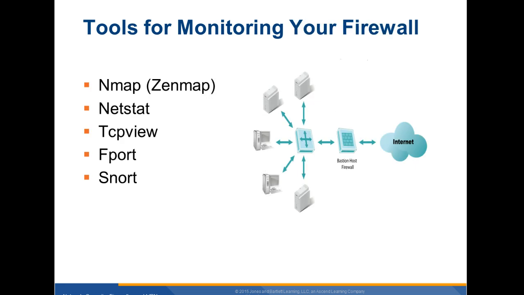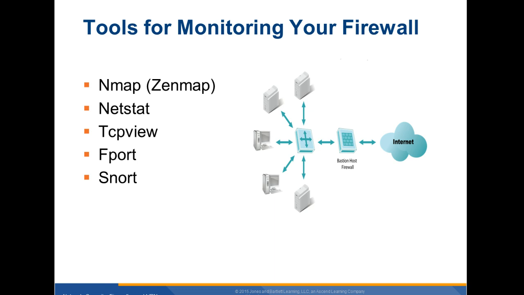Some tools for monitoring your firewall include Nmap, also known as ZenMap, NetStat, TCP-View, Fport, and Snort. Nmap is a network mapper, port scanner, and operating system fingerprinting tool. It can check the state of ports, identify targets, and probe services. NetStat is a simple command line tool to list the current open listening and connection sockets on a system. TCP-View is a GUI tool to list the current open listening and connection sockets on a system, as well as the service program related to each socket.